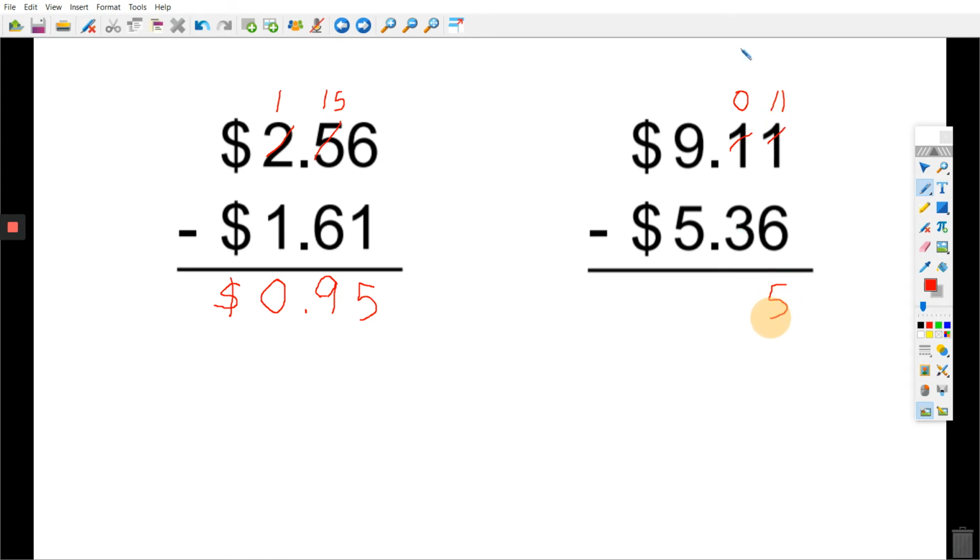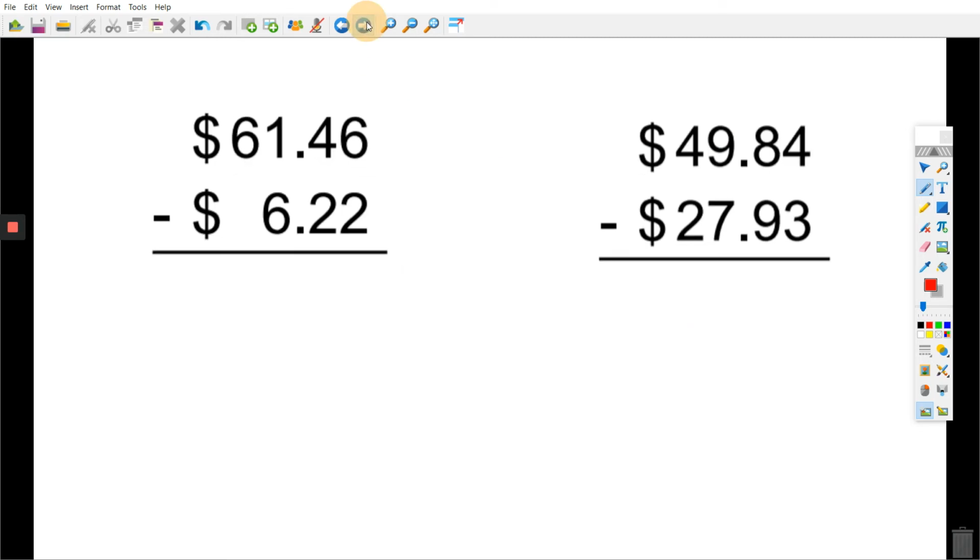0 minus 3. 0 is not enough to subtract 3, so we regroup again. The 9 becomes an 8, and that 0 becomes a 10. Remember, it's not a 1 anymore because we borrowed. 10 minus 3 equals 7. Bring down the decimal point. And 8 minus 5 equals 3. So the difference is $3.75.